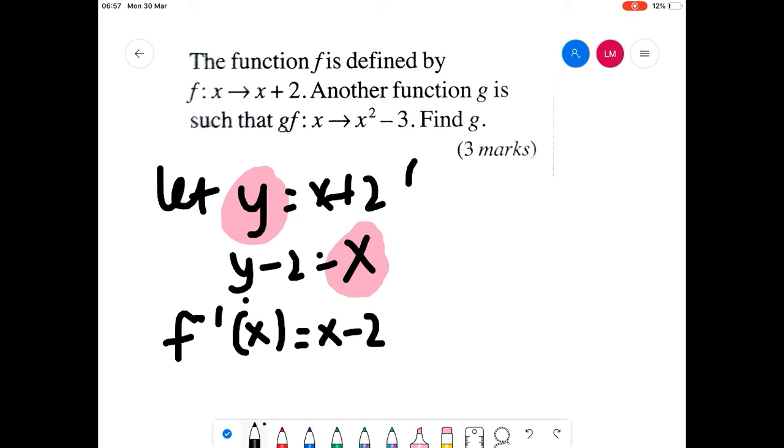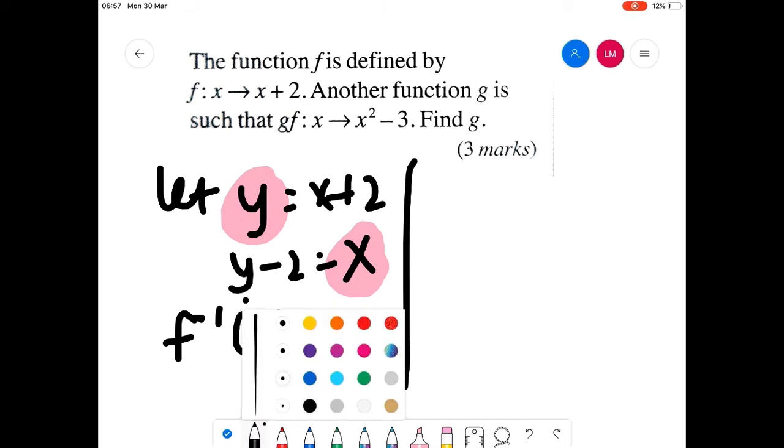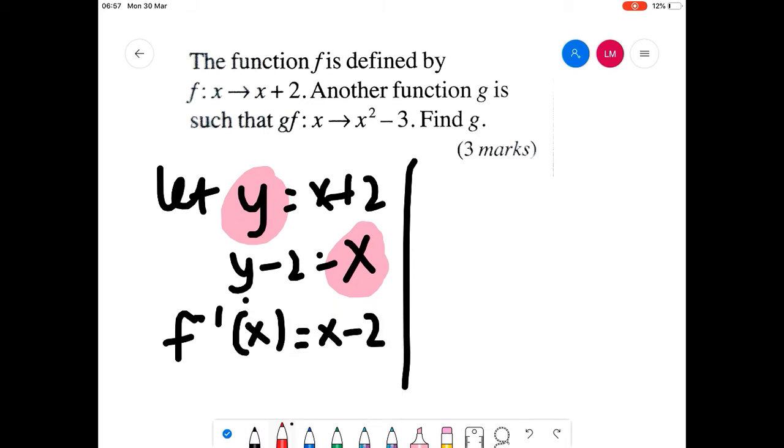Okay, alright, now the concept we are using here is, when you have gf, if you arrange the f inverse just beside the f, actually it will go back, it will cancel off, and you will get g(x).